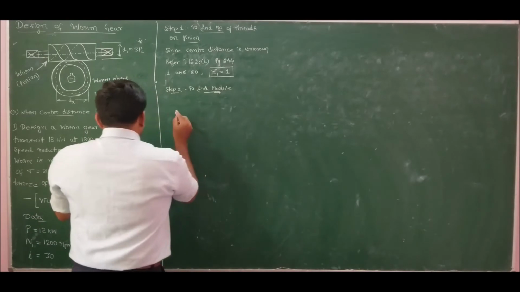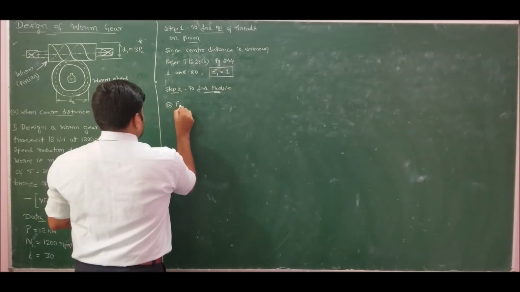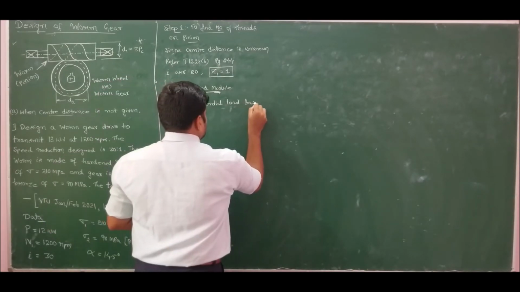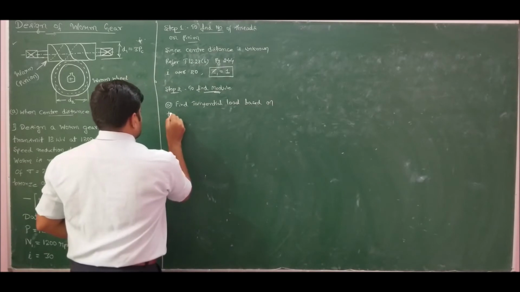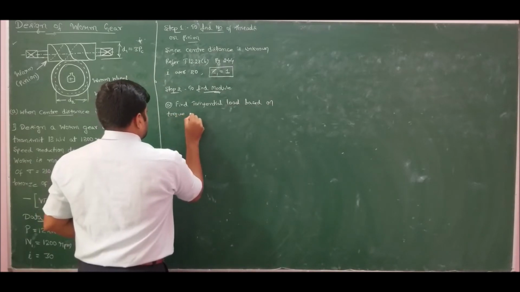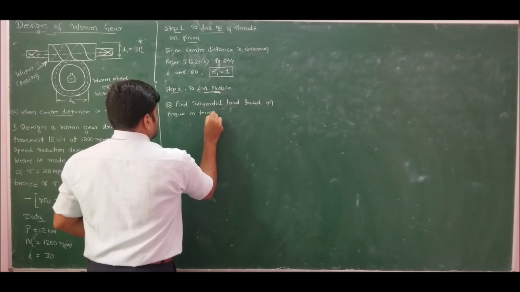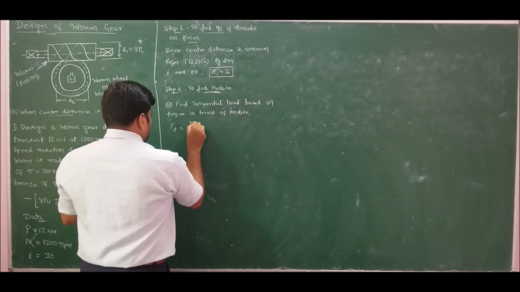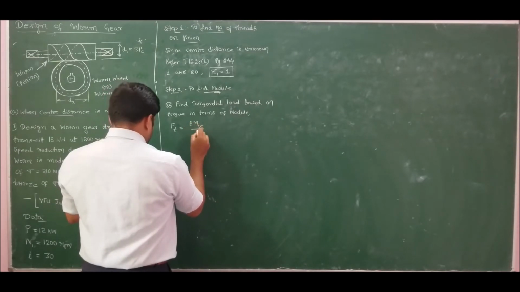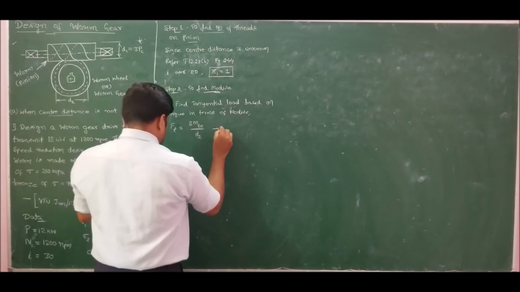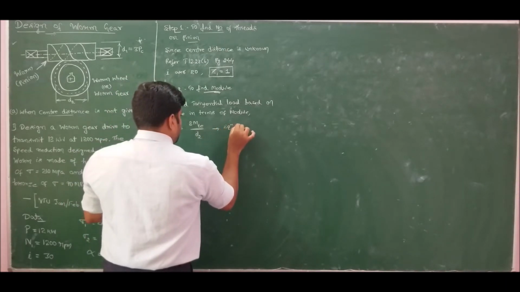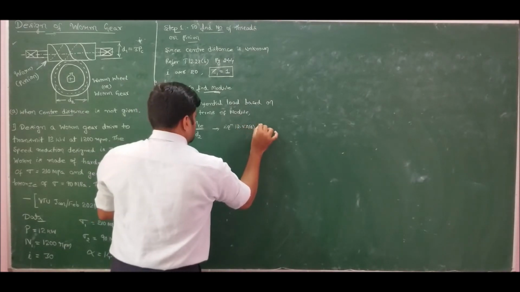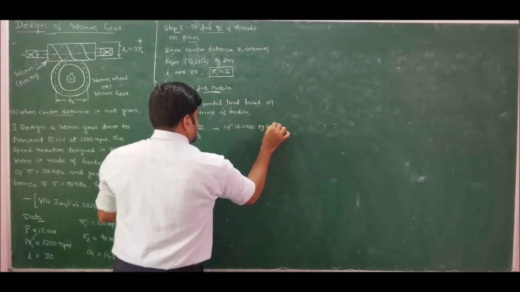In order to find the module, first find the tangential load based on torque in terms of module. So we have the equation for tangential load given by 2MTE divided by d2. This is from equation 12.53d, referring to page 223 of our design data handbook.